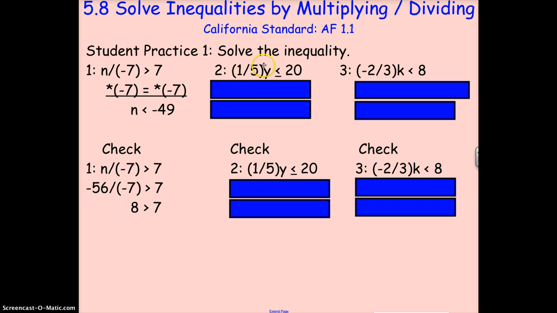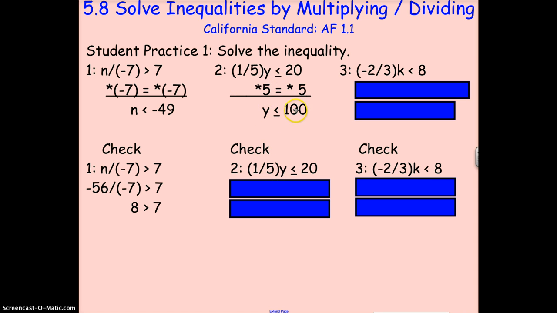Here I need to multiply by the reciprocal. The reciprocal of 1 over 5, of course, is 5 over 1, or simply 5. And I end up with y is less than or equal to 100. Remember, we weren't multiplying both sides by a negative. I wasn't moving the negative, so I don't change my sign.